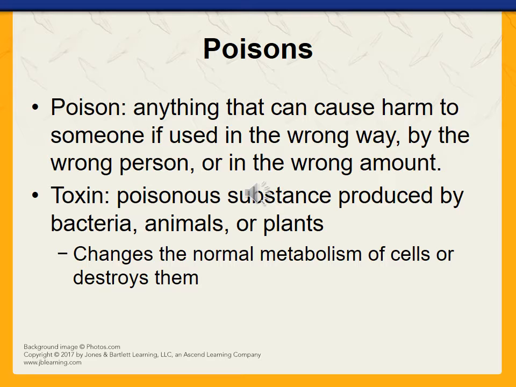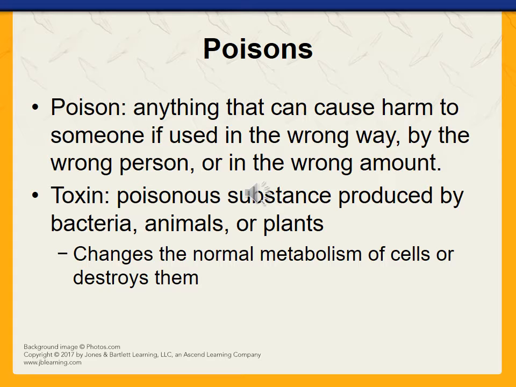So it's good to define what a poison is when we talk about poisons. Poison is anything that can cause harm to an individual if used in the wrong way, by the wrong person, or in the wrong amount. So do know what poisons mean.